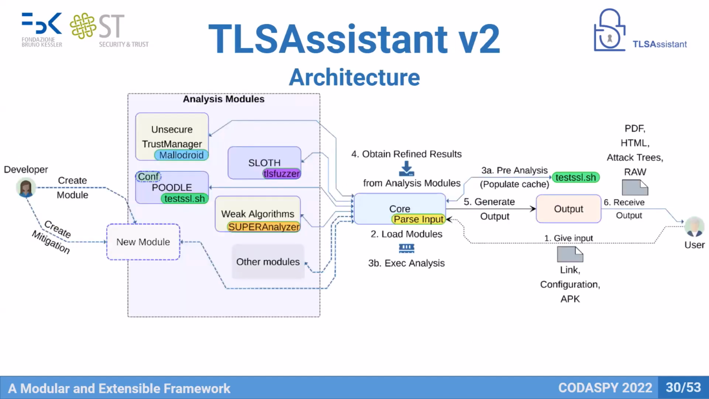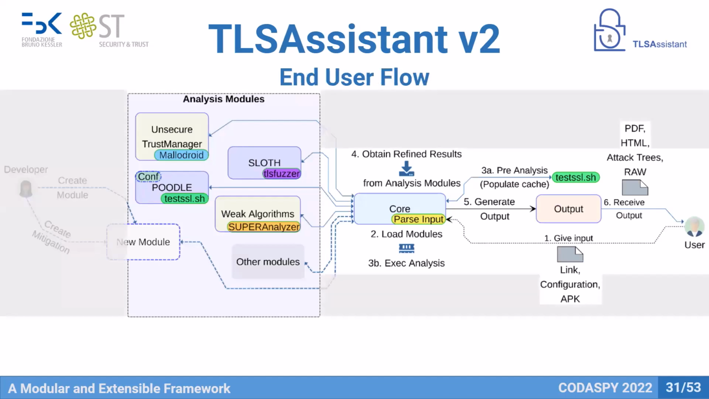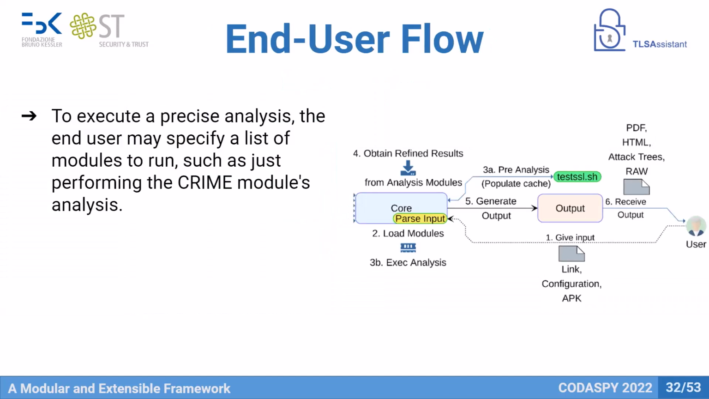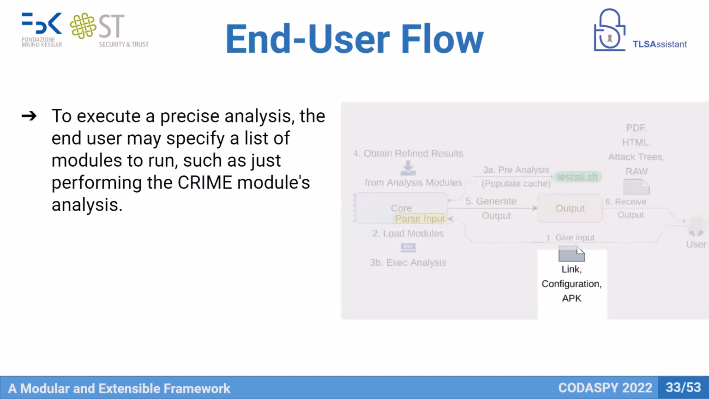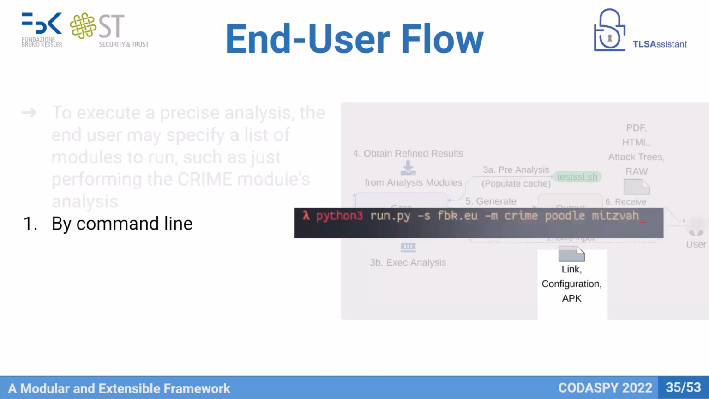This architecture has two primary flows, and we will now focus on the end user flow, which can be customized as the end user desires. For example, the end user can run the tool by simply giving an endpoint to scan, like this, but can also provide a list of modules to run in order to perform a precise, concise analysis on only the vulnerabilities that we want to check.